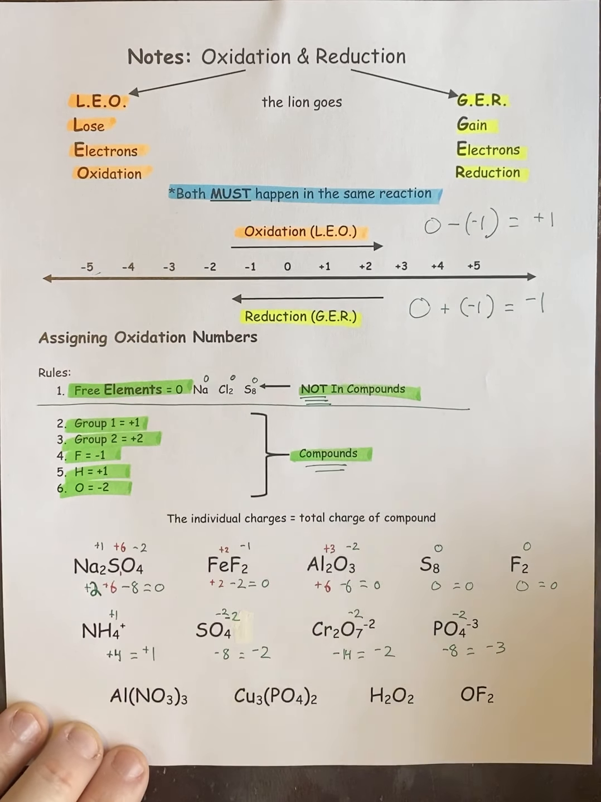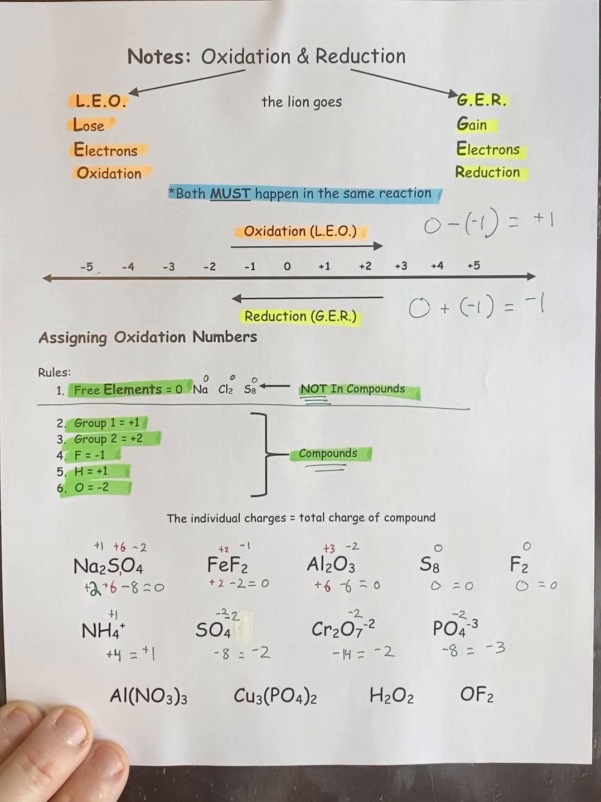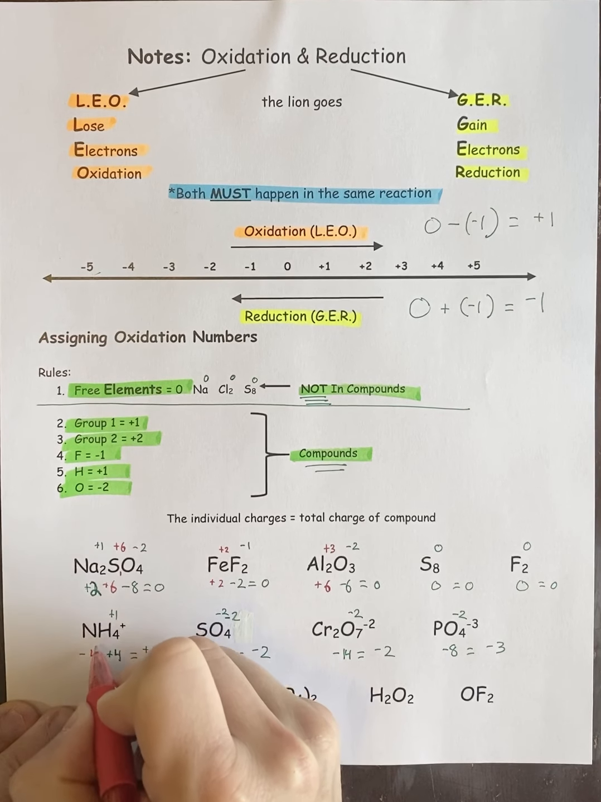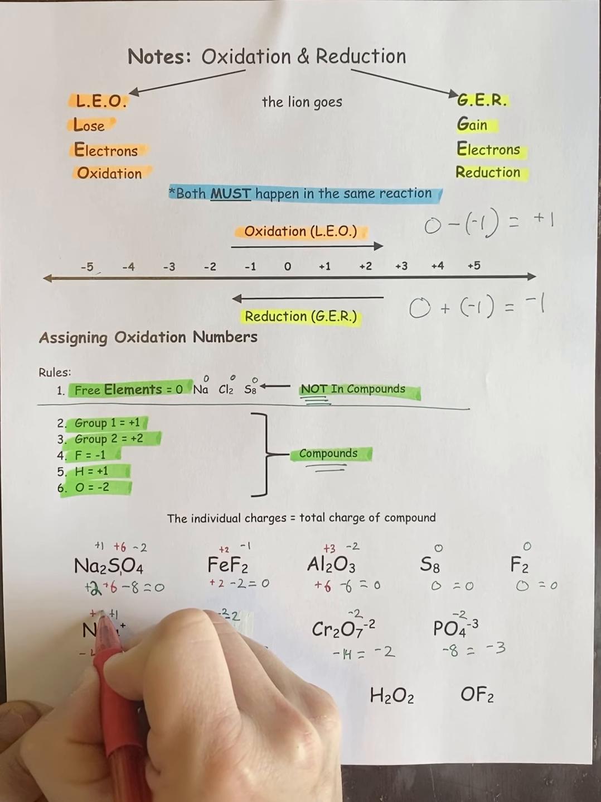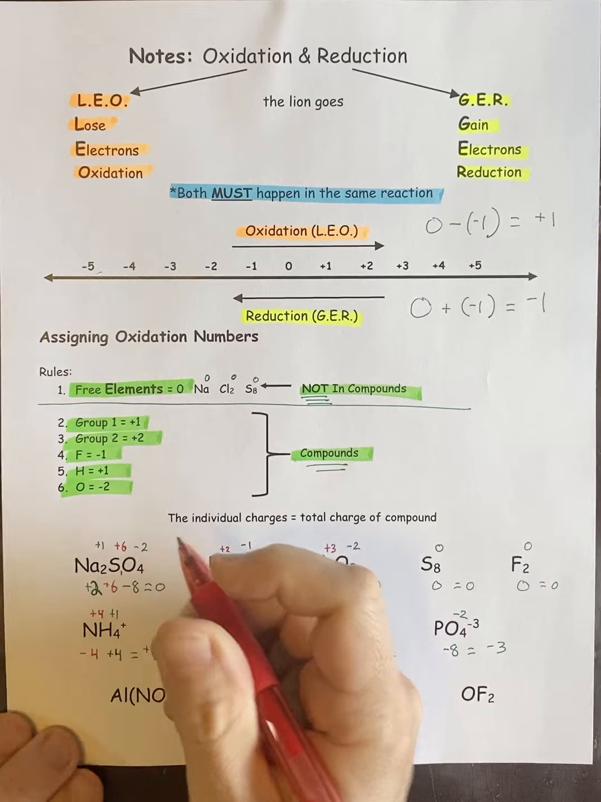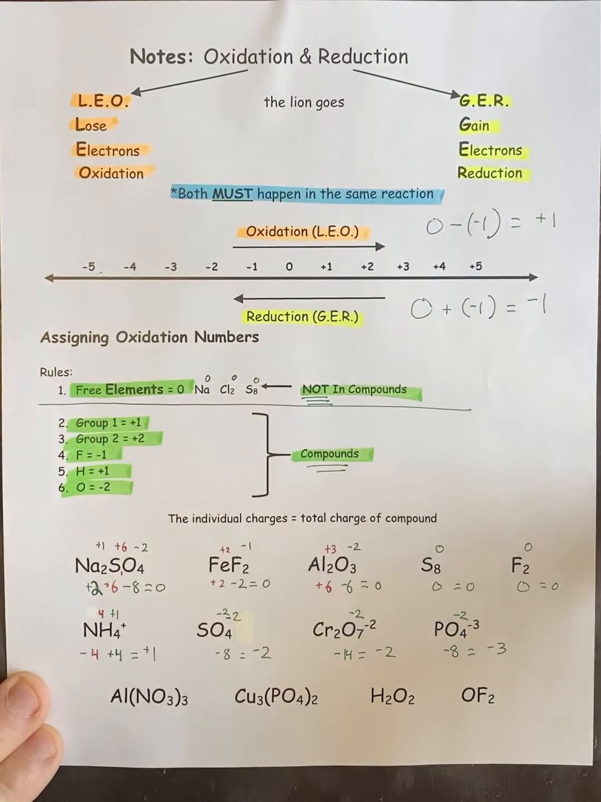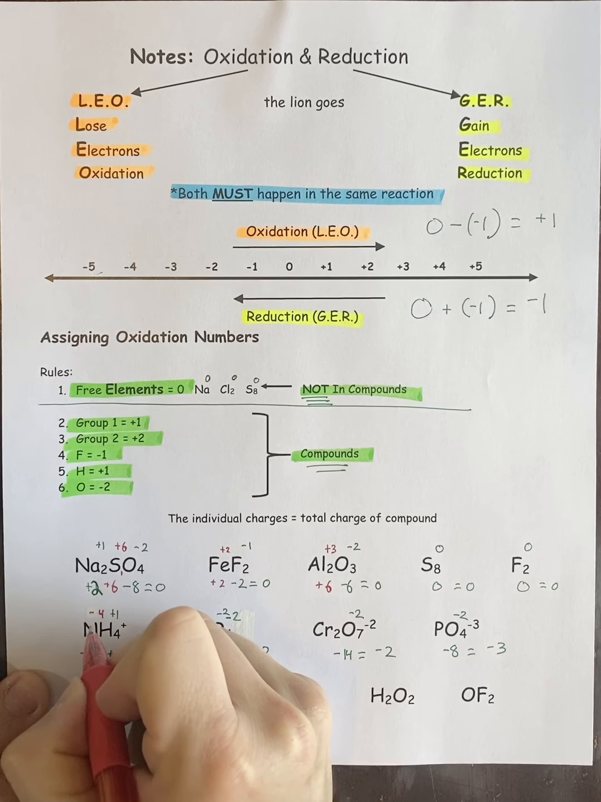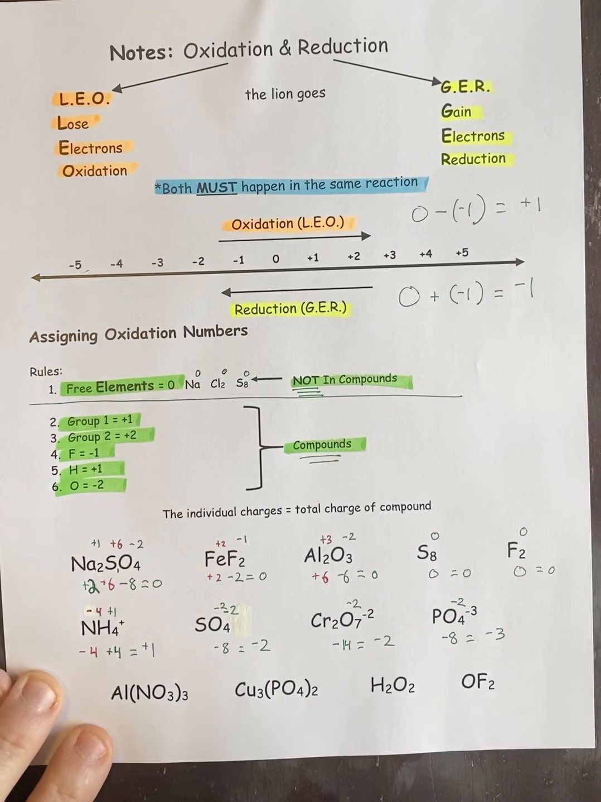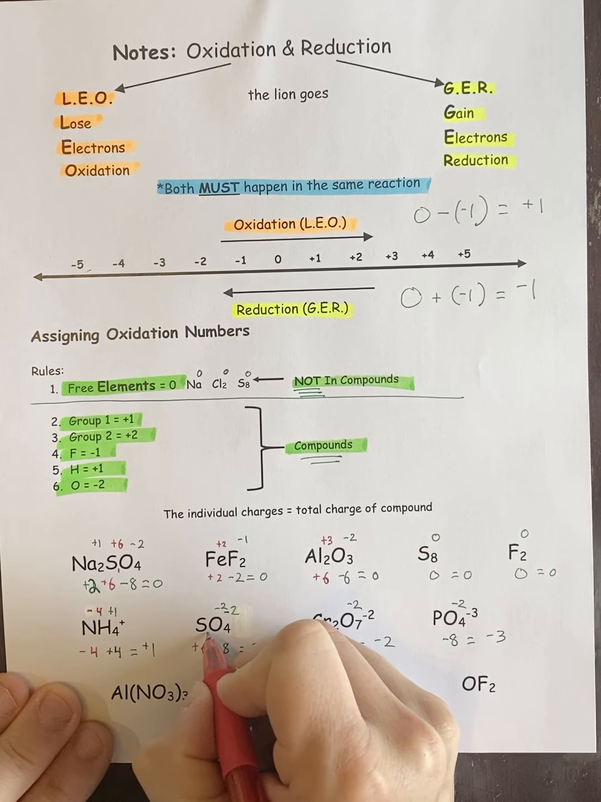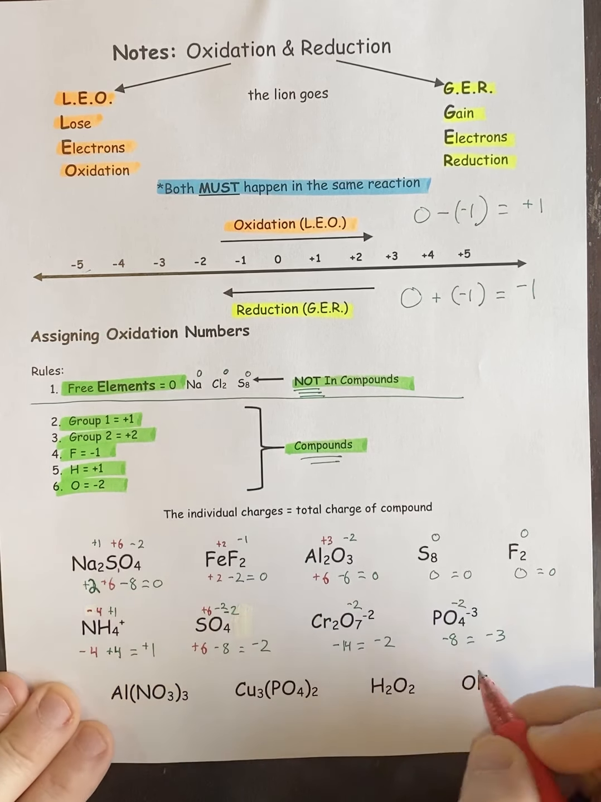So that's what I can figure out. And now I need to figure out the other elements in order to make the whole thing equal 0. So in this case, it's got to be -4. Since there's only one N, it gets the whole -4. Okay. In this case, I'm going to need +6. Since there's one of them, it gets the whole +6.